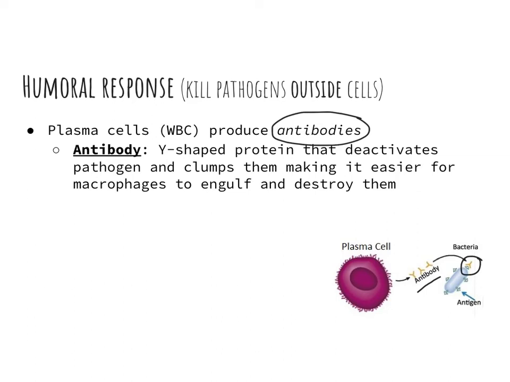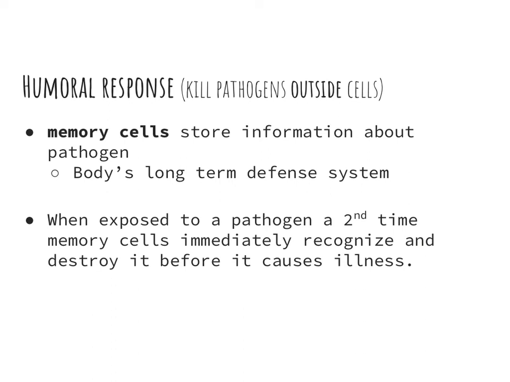And when it binds, it's going to clump up these pathogens in one big group, and when they bind, it's going to deactivate the pathogen so it cannot then enter any body cells. These are very, very important. So now clumps of these pathogens will occur, and a macrophage can easily come by and just gobble up these pathogens, and now they are killed and cannot infect any other body cells.